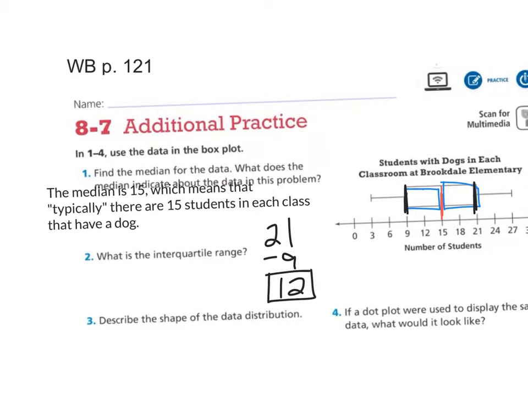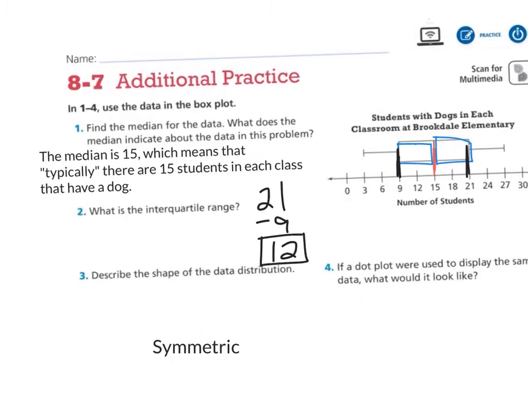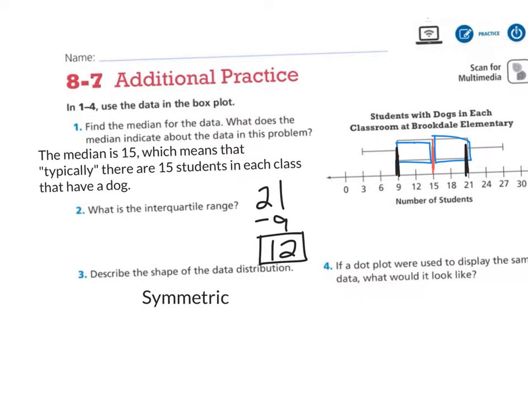And then if we look at number 3, describe the shape of the data distribution. If we look at this box plot, we can see that the box plot is symmetric. In other words, if we fold it right at the median, then the two sides would match up with each other.